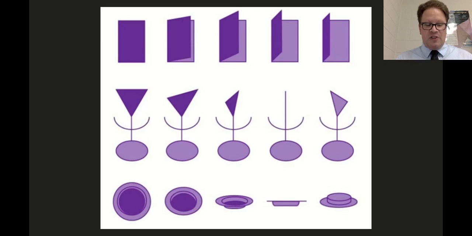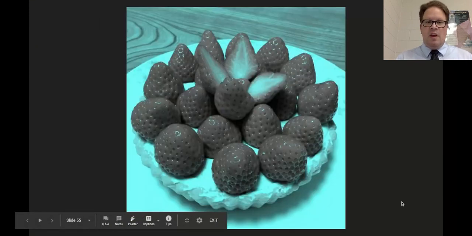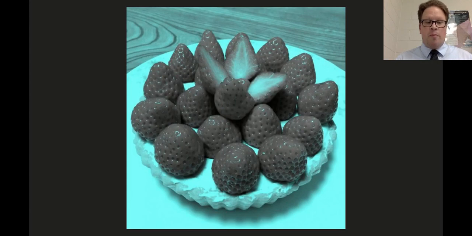Now, shape constancy is the tendency to interpret the shape of an object as being constant, even when its shape actually changes on the retina. So, for instance, we can tell this is the same even when we see it in different shapes and different angles. Color constancy is the tendency to perceive the apparent color or brightness of an object as being constant, even in different types of lighting.